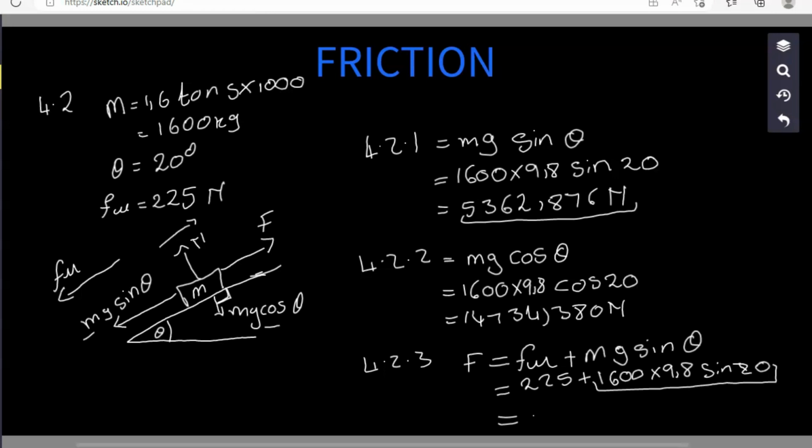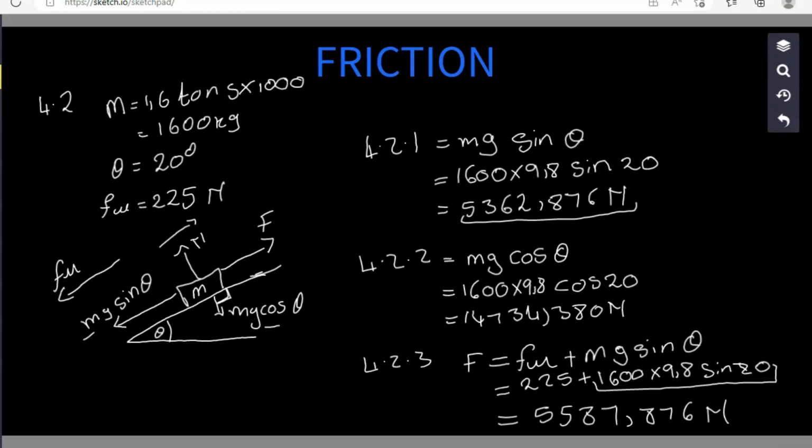So the answer, which is the smallest force that is required to pull this block up the slope, is going to be 5,587.876 Newton.